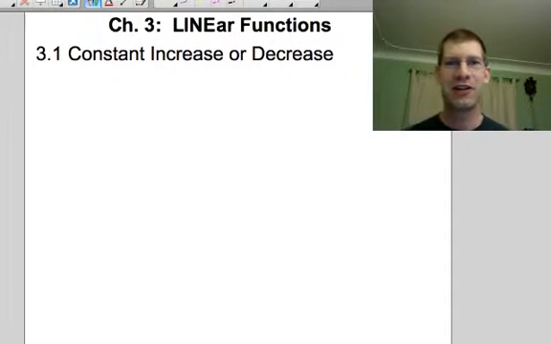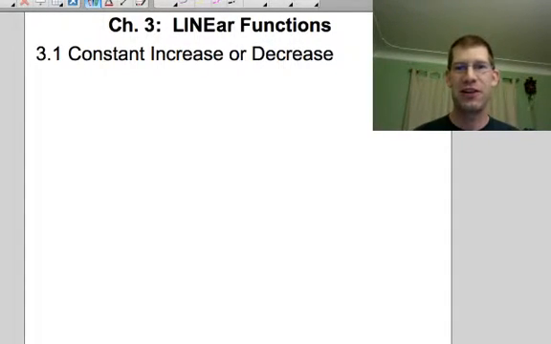Hello, here we are starting chapter 3. And chapter 3 is linear functions, which I wrote at the top of the page. I spelled linear right, but kind of wrote it in a dorky way.